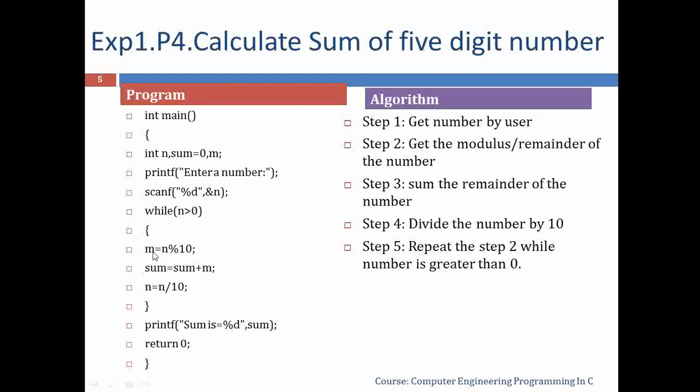Then we go here, find the remainder of this 4-digit number, and by dividing 10 we will get the 4th digit, and this 4th digit as a remainder is assigned to the m variable, and this m is added in a sum variable, and we calculate the last 2 digits summation here, and then we process the 4-digit number here, divided by 10, then we will get the 3-digit.